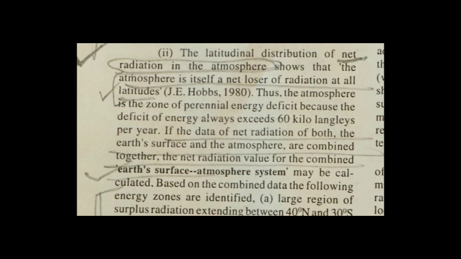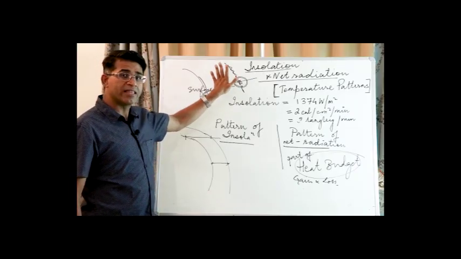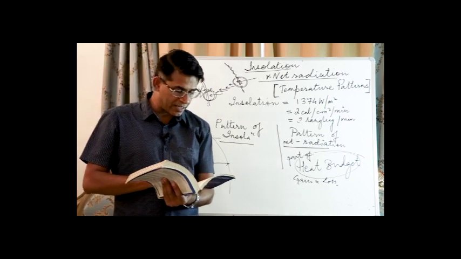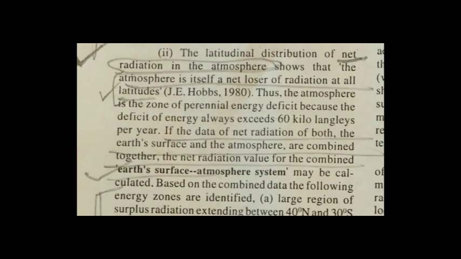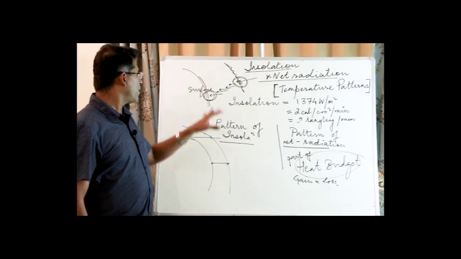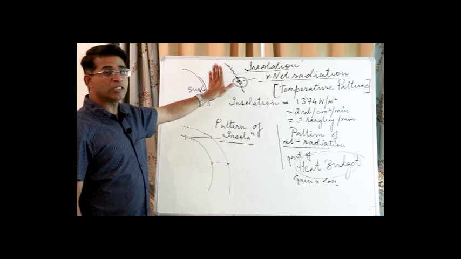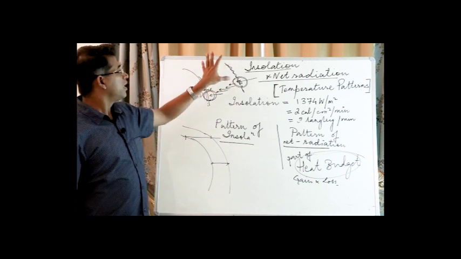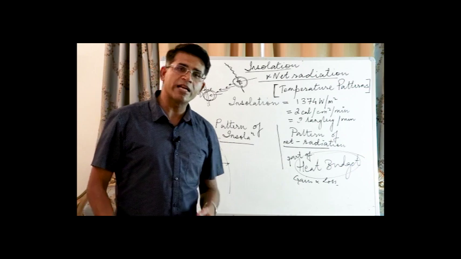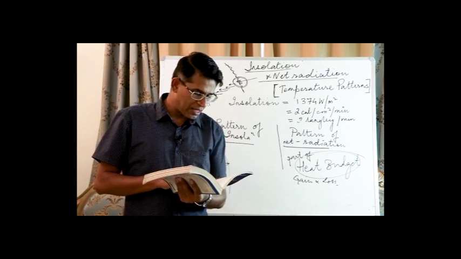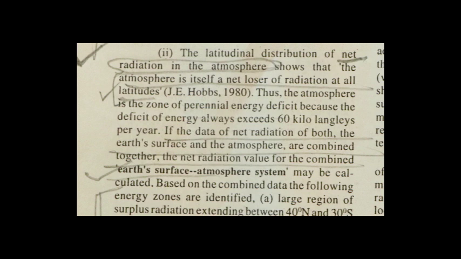So I've discussed the surface. Now I'm discussing the net radiation in the atmosphere. The patterns are a bit different here. It says that on average, the atmosphere is itself a net loser of radiation at all latitudes. If I compare the atmosphere with the surface, the atmosphere is a net loser. The losses from the atmosphere are more than what the atmosphere gains at any given time. Thus, the atmosphere is a zone of perennial energy deficit because the deficit of energy always exceeds 60 kilo-Langleys and so on. And then there are two or three points.